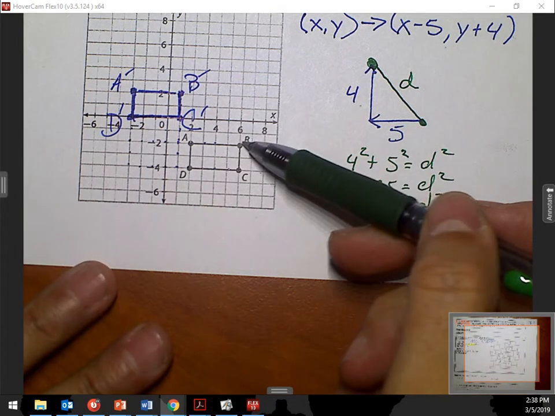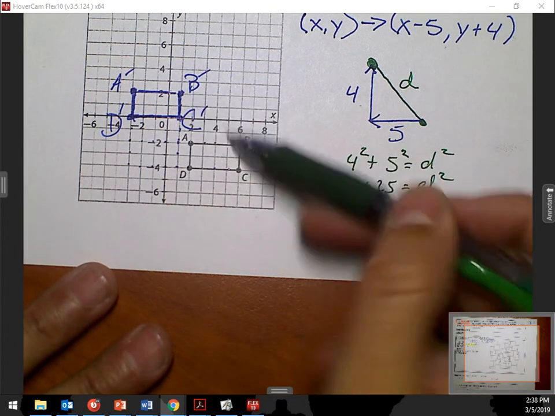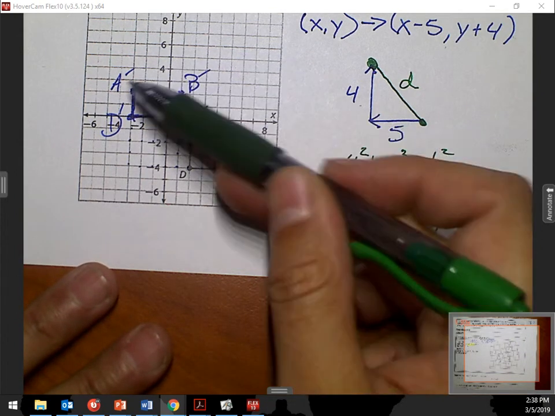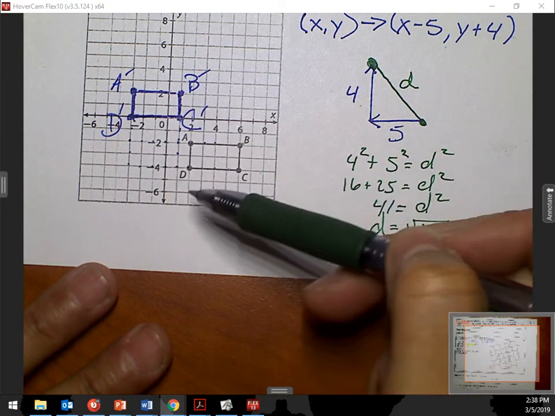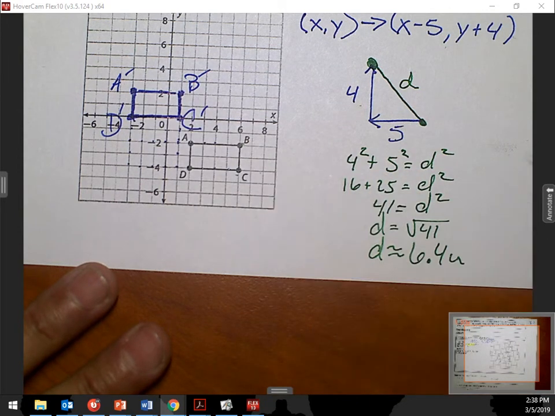So from B to B prime is going to be 6.4 units. From A to A prime is 6.4 units. D to D prime is, and C to C prime is. Is that super easy now?